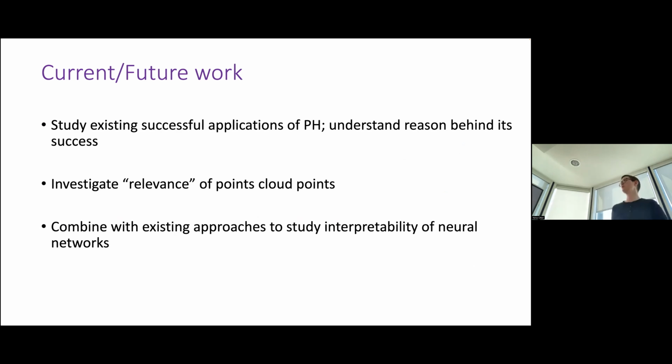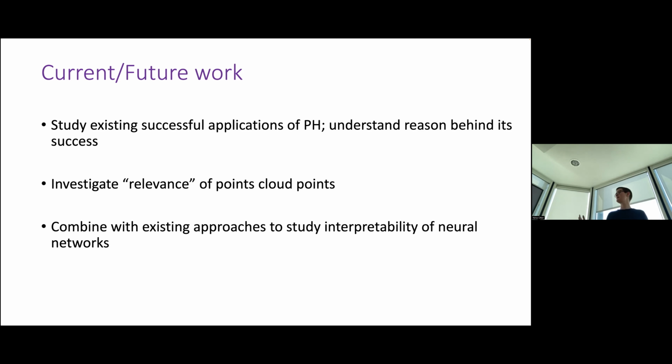What we're doing in current and future work is to really try to understand why persistent homology worked in some very well-known or successful applications. Along these lines, one idea would be to investigate the relevance of point cloud points for specific topological features. These kinds of interpretability questions are very hot topics, for example, in neural networks and deep learning.